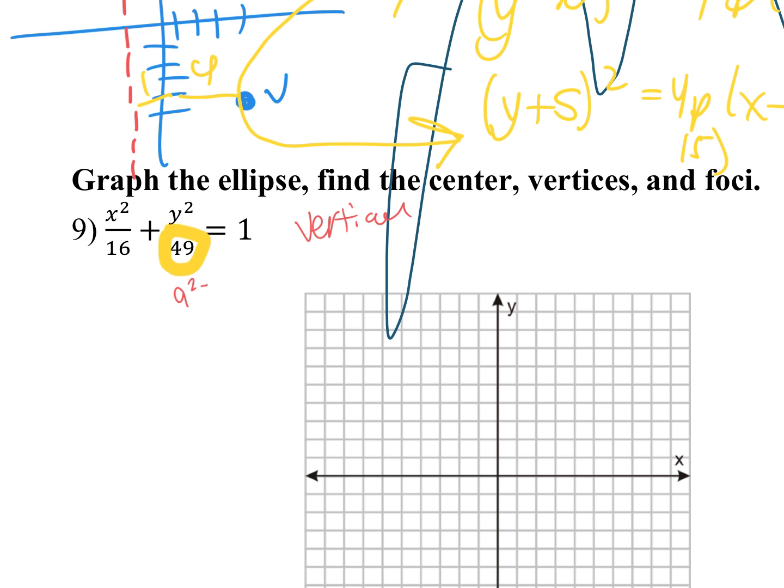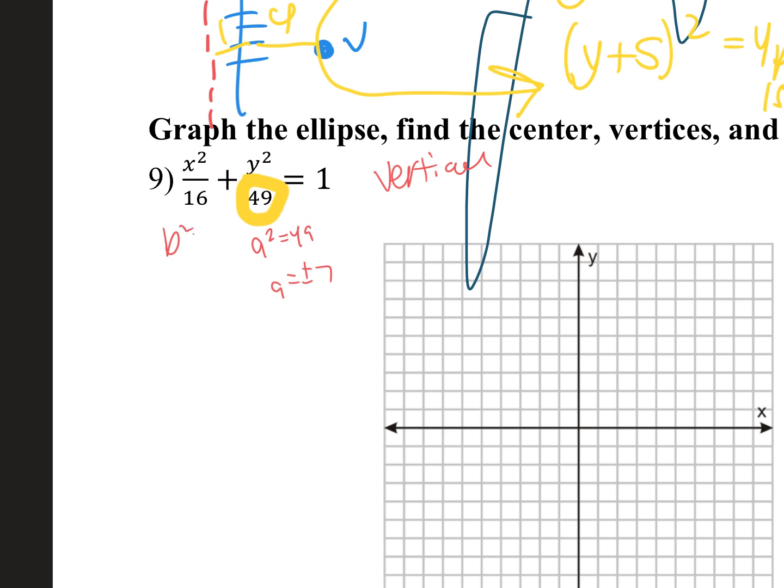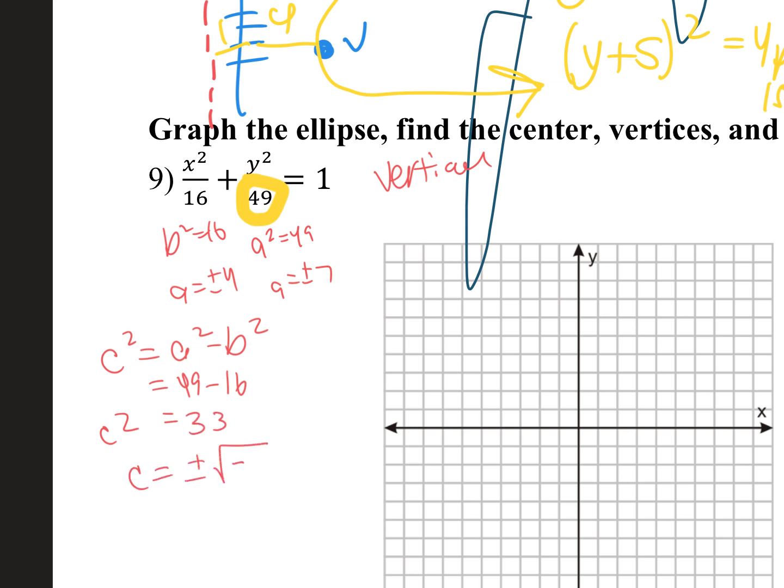So I know that a squared equals 49, so a is going to be plus or minus 7. I know then that b squared is 16, so b is plus or minus 4. If we're going to determine c squared, we have c squared equals a squared minus b squared. So I have a squared, which is 49, minus 16. c squared equals 33. So c equals plus or minus the square root of 33. Now, where is the square root of 33? Well, it's in between. The square root of 25 is 5, and the square root of 36 is 6. So it's in between 5 and 6.